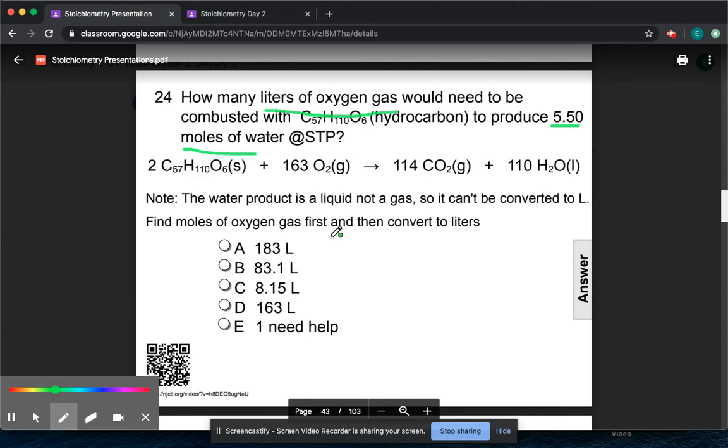Step one, always set up your ratio. Step one is your ratio. So look at the problem or look at the chemical equation. We are converting to oxygen, so oxygen needs to go up top. We are coming from water, so water needs to go on the bottom.